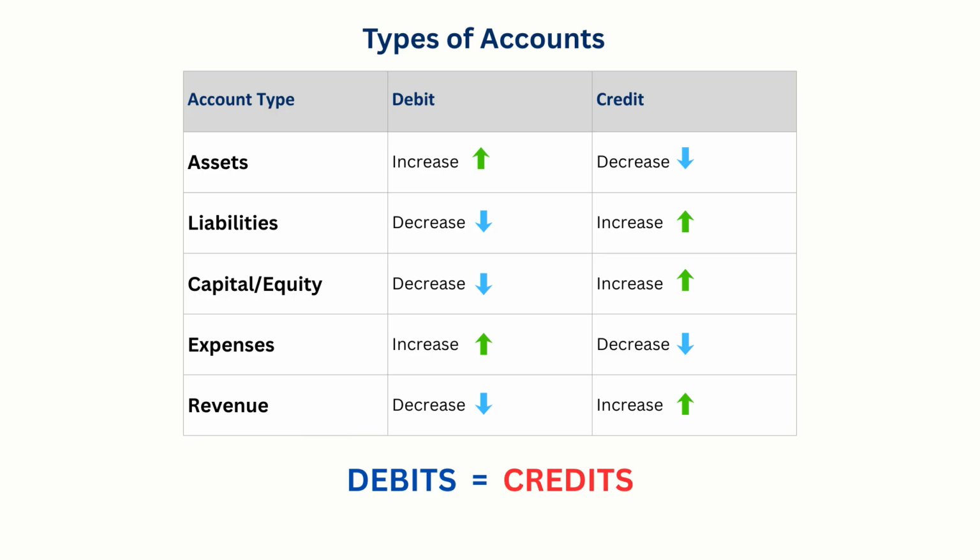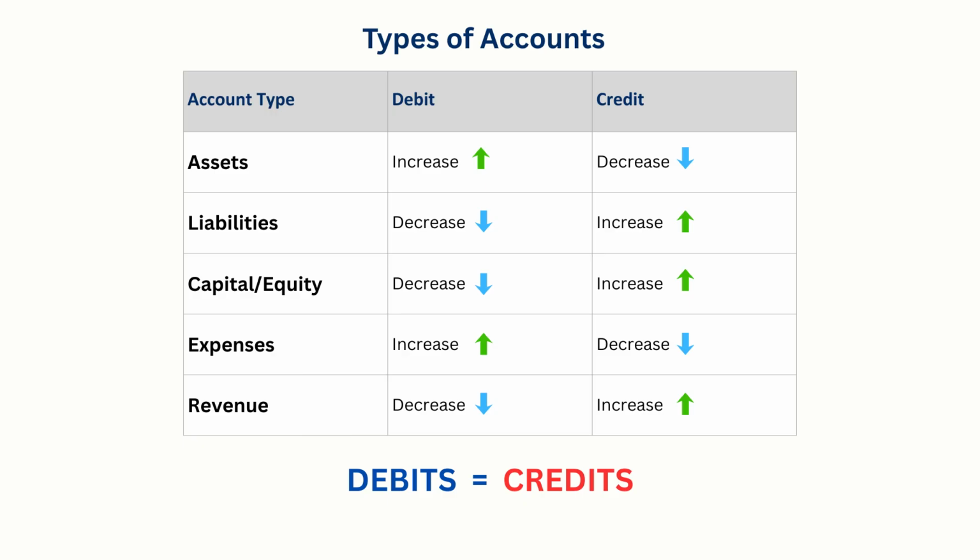In accounting, every financial transaction is recorded using double entry, and all accounts fall into 5 main categories: assets, liabilities, capital and equity, expenses and revenue. These categories determine whether an item is debited or credited.